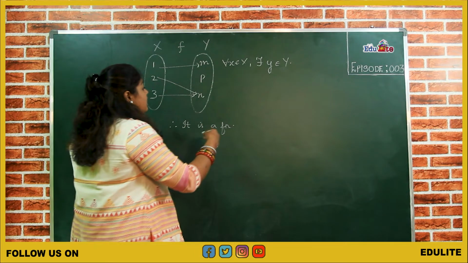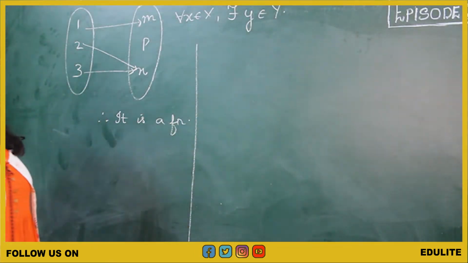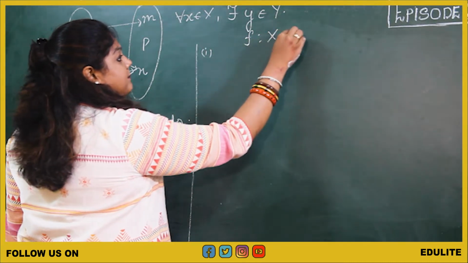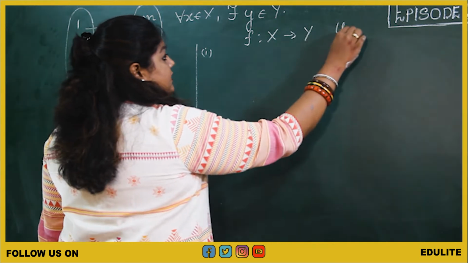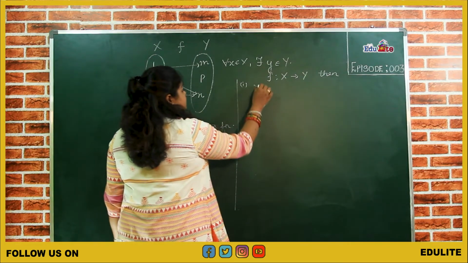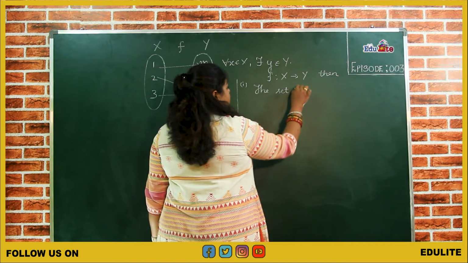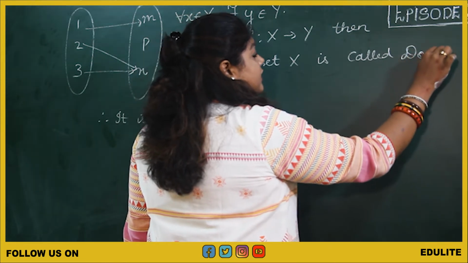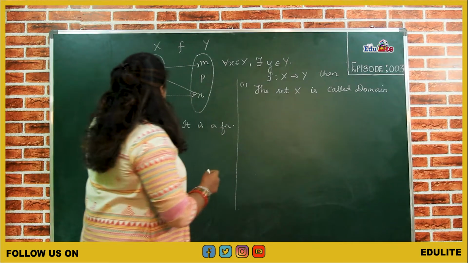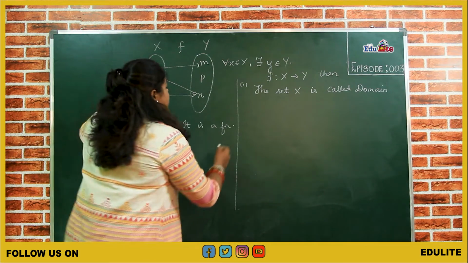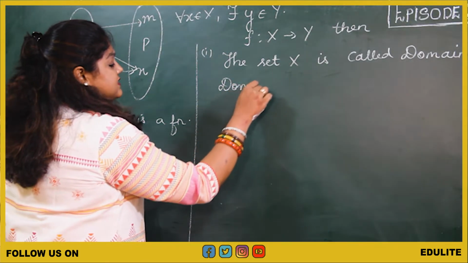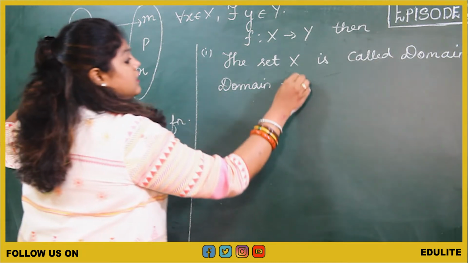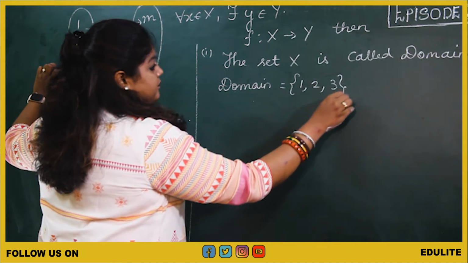So, with this example, we will see a few more points in a function. The first point is, we will consider a function f as a mapping from x to y. Then the set x is called the domain, which means the elements in the set x are called the domain. With this example, the domain is 1, 2, 3. This is the first point.